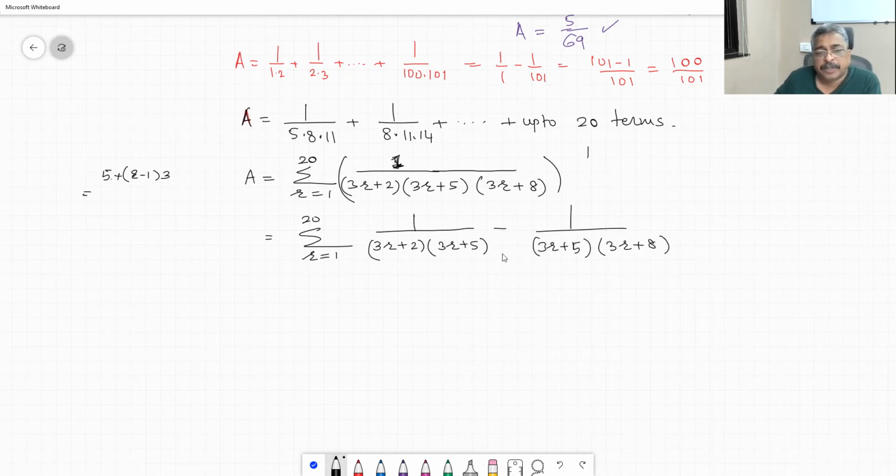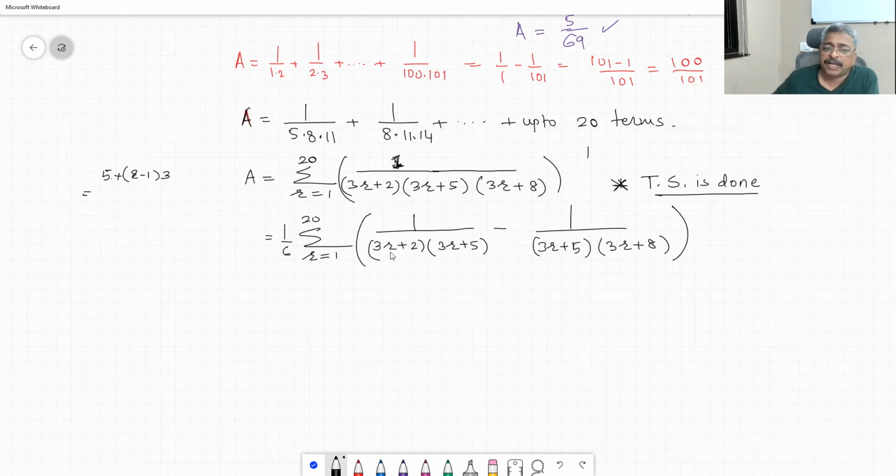Now you will see that the LCM is the same. Only thing is that the numerator is cross multiplication of these terms. So 3r plus 8 minus 3r minus 2. So the numerator is 6. So if you take care of the numerator here, 1 upon 6, then this is equal to A. This is the most important step. This is where we say that the telescopic setup is done.